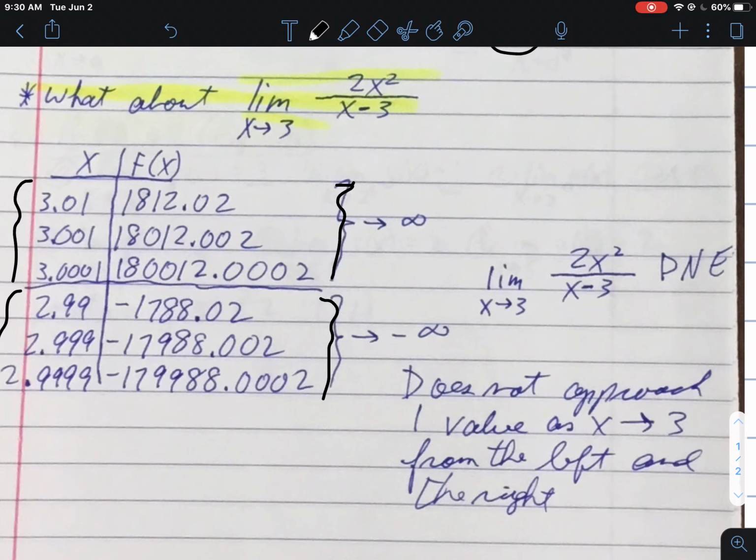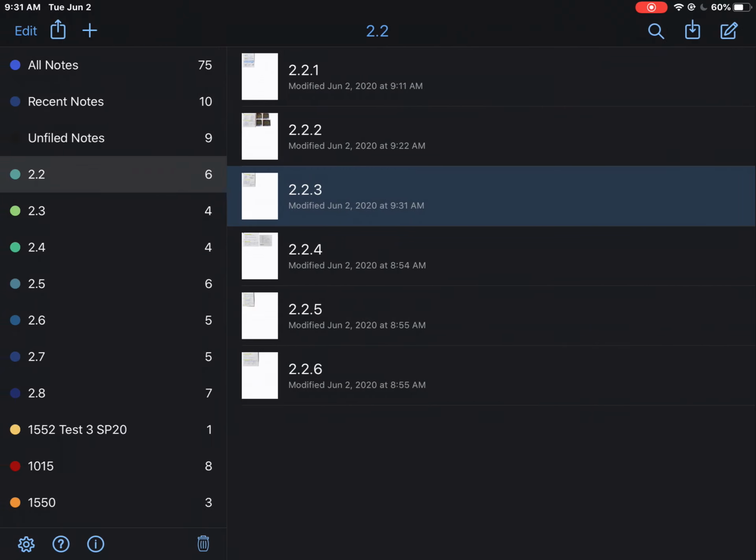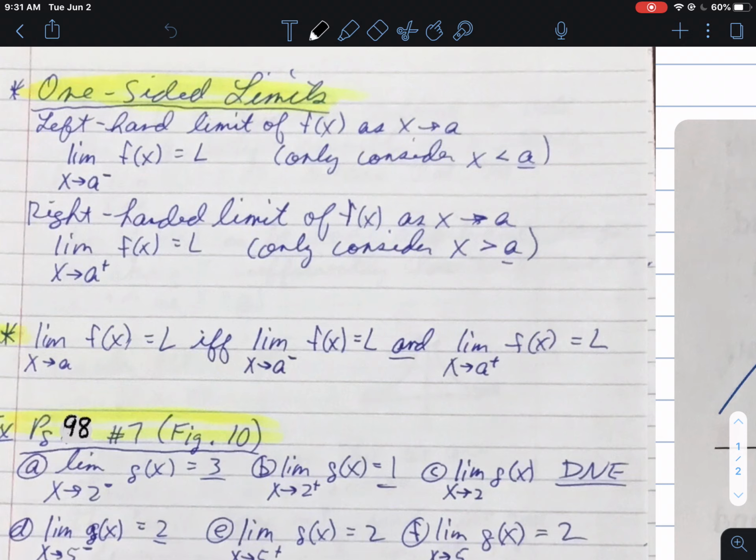The other thing, notice it's two different behaviors on both sides. As we approach 3 from the right, that first group of values, we're getting large positive. As we approach 3 from the left, the second group, we're getting large negative. So we have a different behavior on either side. That's another issue with whether or not the limit exists that we'll be discussing going forward. So we'll say that this number does not approach a single value as x approaches 3 from the left and from the right, and that's one of the ways that we can then say that this limit does not exist. Again, we'll talk more about that going forward, but that's another possible behavior.